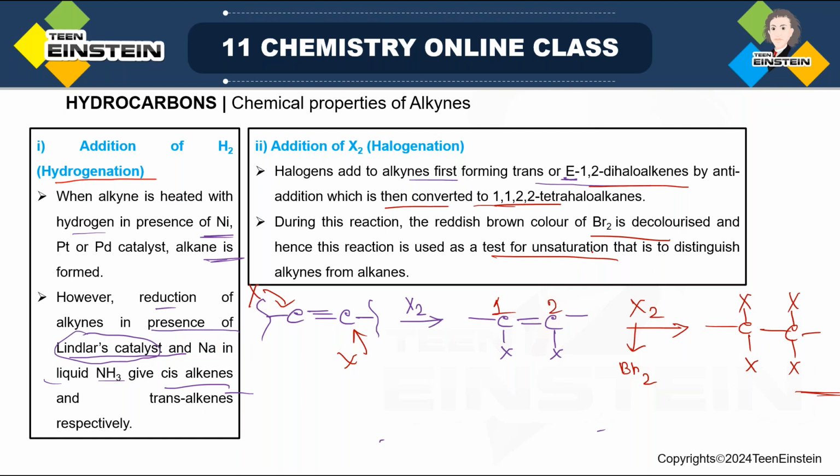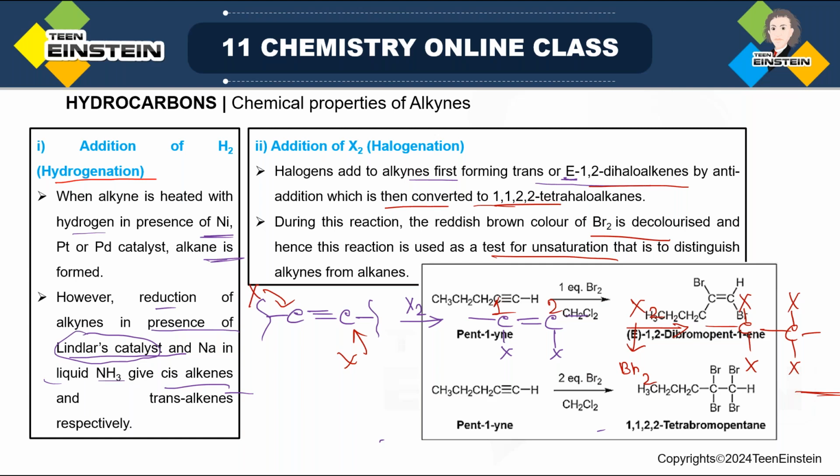So if you have some unknown sample, and you just want to confirm that there is no CC double bond or triple bond, or if you are in doubt that there may be some unsaturation, you can do this test. And there is an instant, easily visible color change. So this is a very good reaction for this unsaturation test.